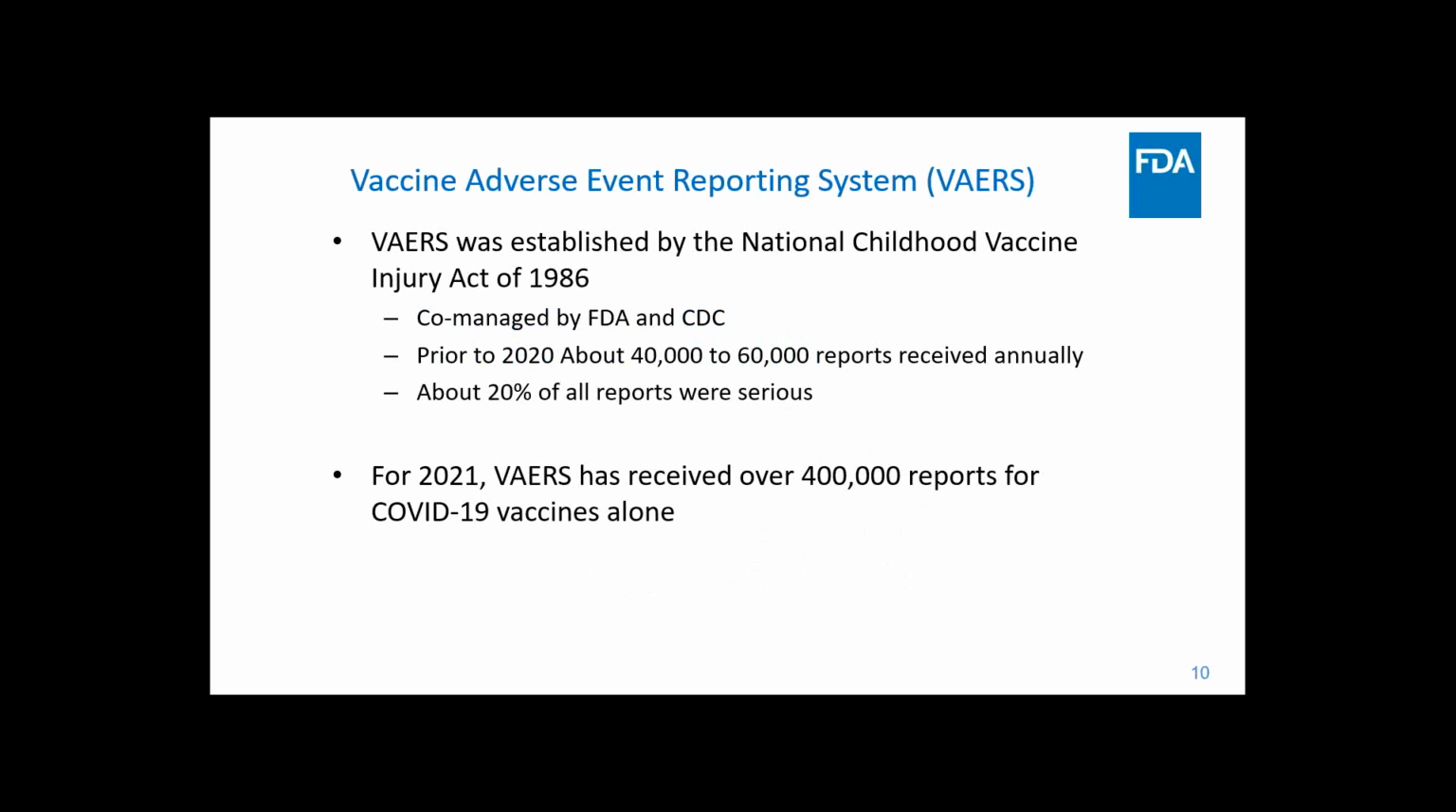So I'm going to touch now upon VAERS and passive surveillance. The Vaccine Adverse Event Reporting System, VAERS, was established by the National Childhood Vaccine Injury Act in 1986. It's co-managed by FDA and CDC. Prior to 2020, we typically got between 40,000 and 60,000 adverse event reports submitted annually, and about 20% of these reports met the regulatory definition of serious. For 2021, VAERS has received over 400,000 reports for COVID-19 vaccines alone. This illustrates that there's been very robust post-marketing safety reporting with the COVID-19 vaccines. Next slide, please.